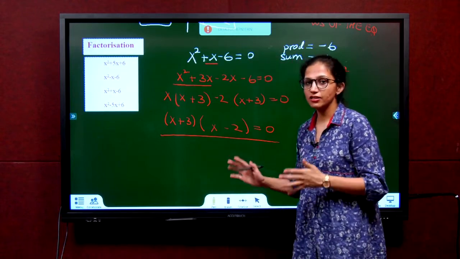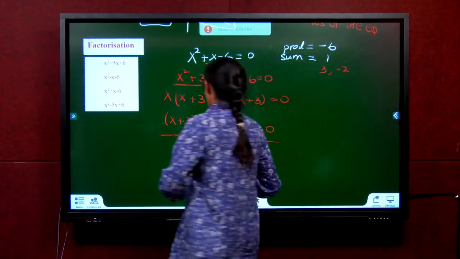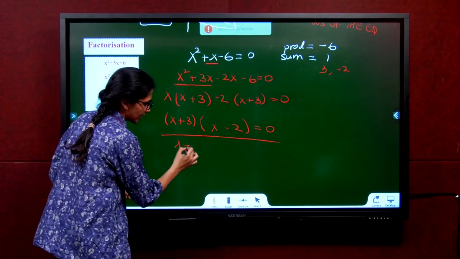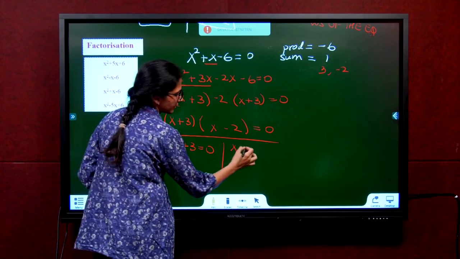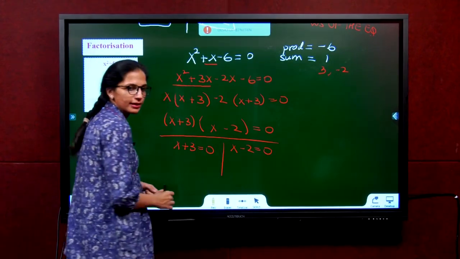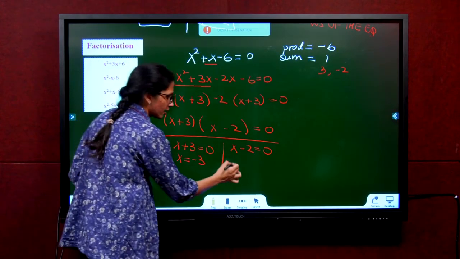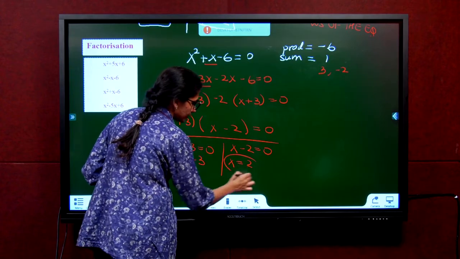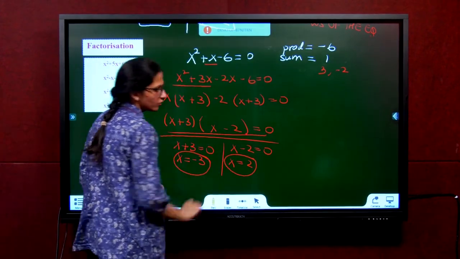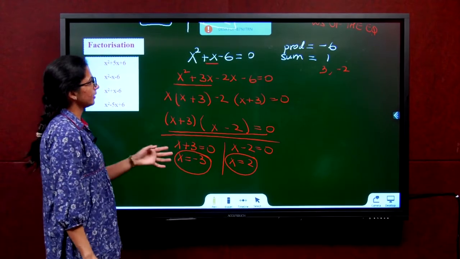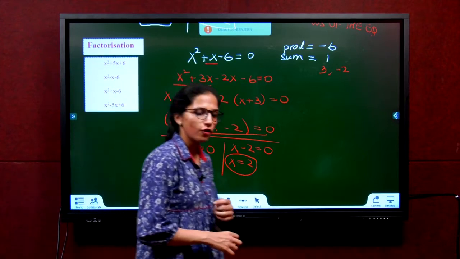If they tell you factors, you stop. But if they ask you roots or solutions, you continue. So x plus 3 equals 0 is one possibility, and the other possibility is x minus 2 equals 0. That means x equals minus 3, x equals 2. These are known as the roots of the equation. This is the factors of the equation. Are we clear till here? This is the third question. Now let's move on to the fourth question.